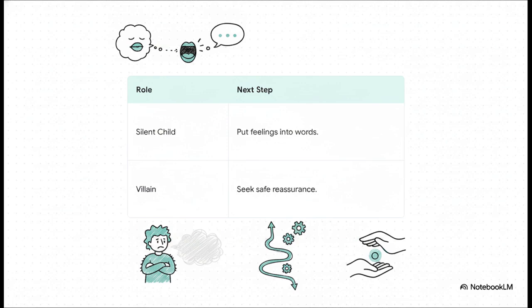If your role was the silent, good child, your next step is to practice gradually putting your true feelings into words, just step by little step. If your role was the defensive villain, your next step is to recognize your hidden anxiety and find alternative, safe ways to seek reassurance instead of always leading with strength. These small steps can really help you gently break free from those deeply ingrained habits.